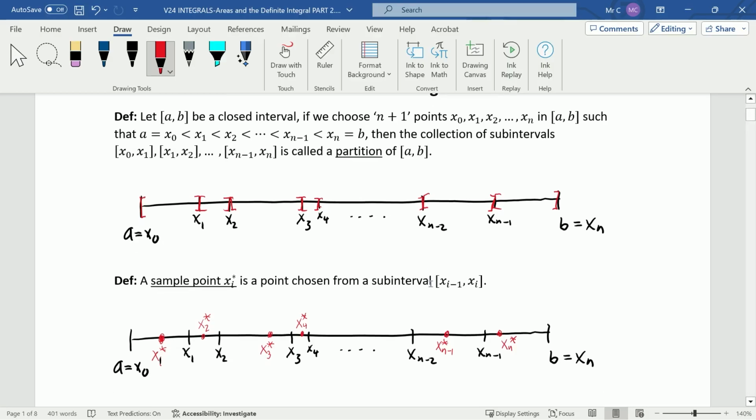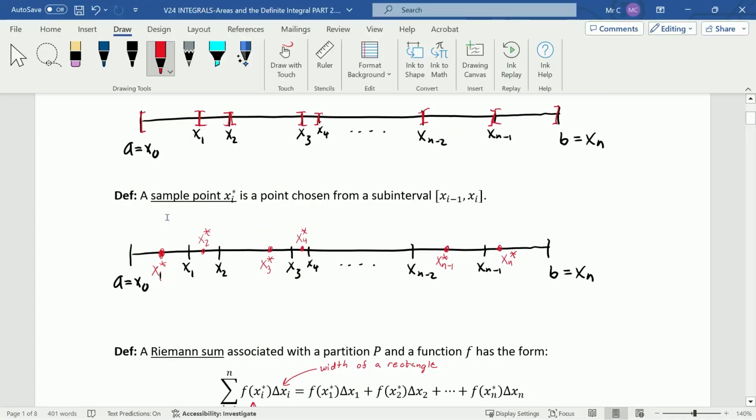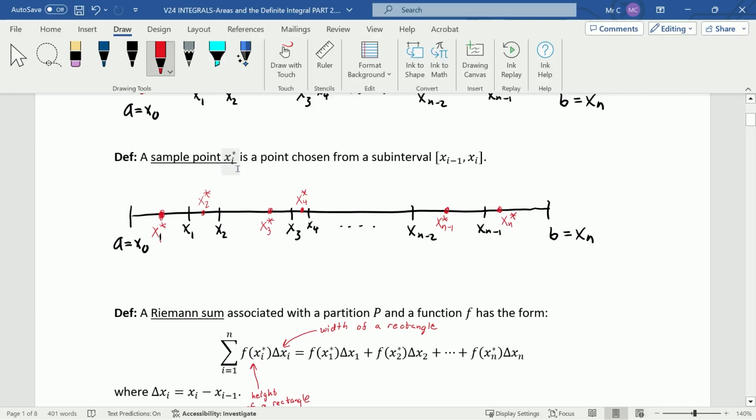And definition, a sample point, x sub i star, is a point chosen from a subinterval, x sub i minus 1 to x sub i. So in other words, between x0 and x1, I pick a point. I call it x1 star. Between x1 and x2, I pick a point. I call it x2 star. Between x2 and x3, pick a point. Call it x3 star, and so forth.